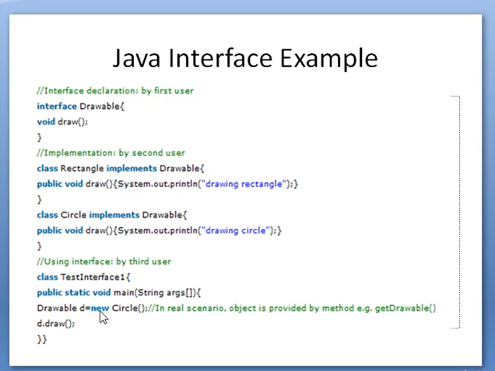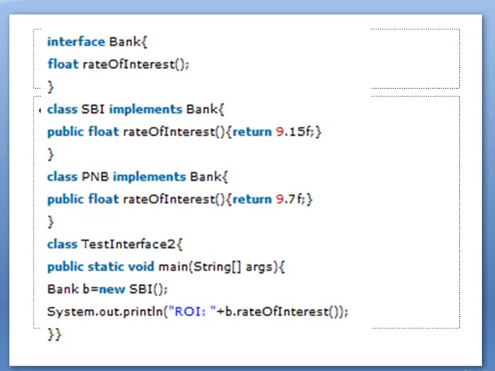Suppose you are creating an object of the Rectangle class, then d.draw will go here and call this draw method of the Rectangle class. So this is called upcasting, and we are taking the reference of the interface. I hope you understood this. Now, here is one interface example, I think this is okay.